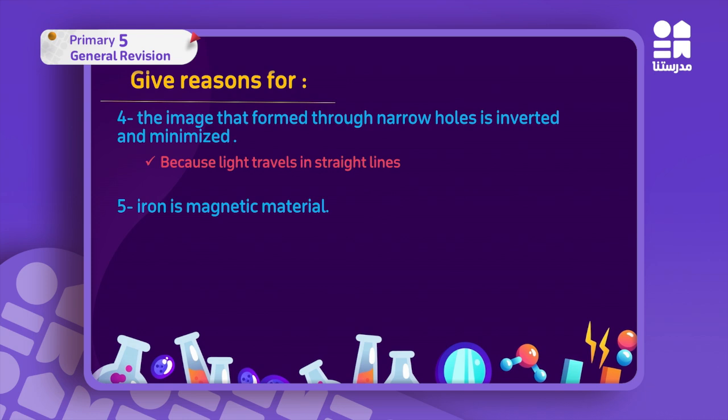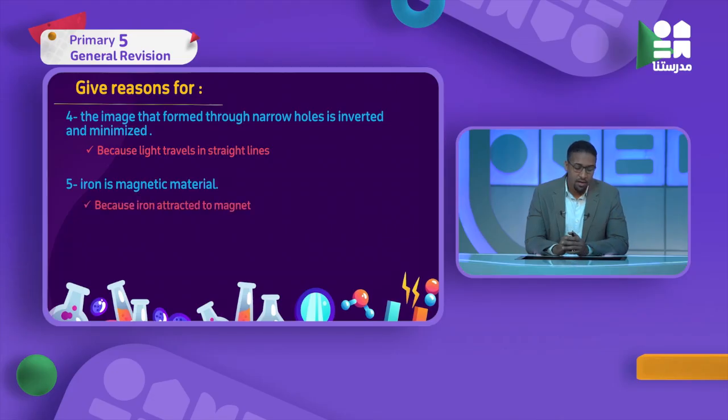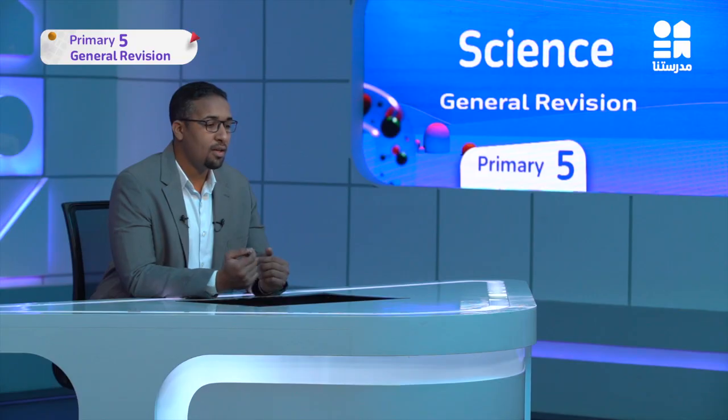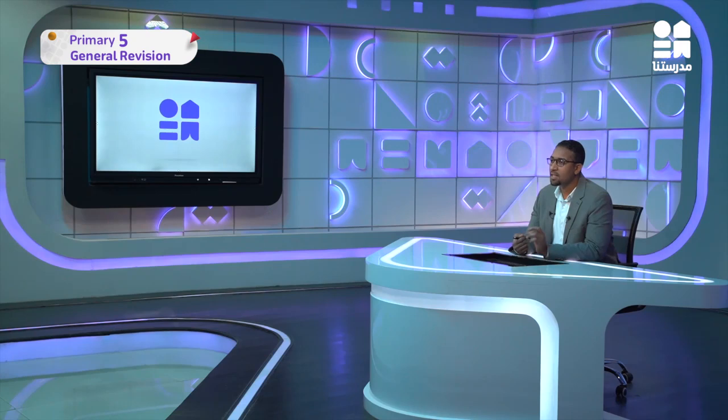Number 5, iron is a magnetic material. Why is iron a magnetic material? Iron, cobalt, nickel, all of them are magnetic materials. But why? Because iron is attracted to a magnet. That's why we call iron a magnetic material. And if we talk about wood or plastic or aluminium, we will say, give reason. Aluminium, wood, and plastic are non-magnetic materials. We will say because they are not attracted to a magnet, however strong or weak the magnet is.